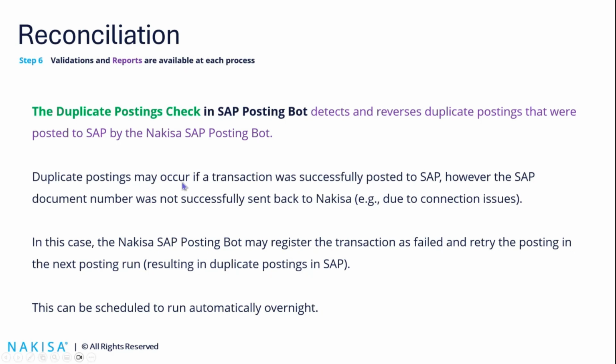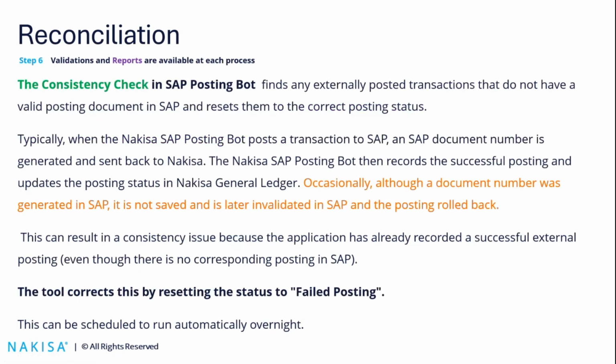So that's one that you should be running and you can check, as well as the consistency check in the SAP posting bot, which will find any externally posted transaction that does not have a valid posting document number in SAP. So the first case was, in SAP there was one and it was not sent back.